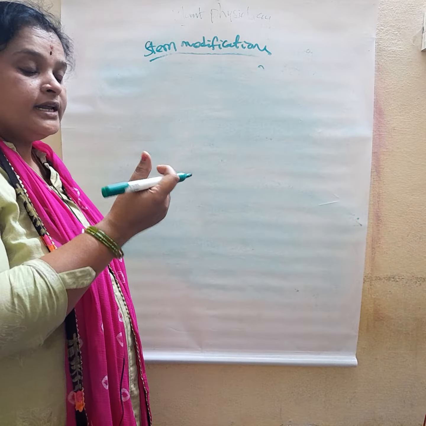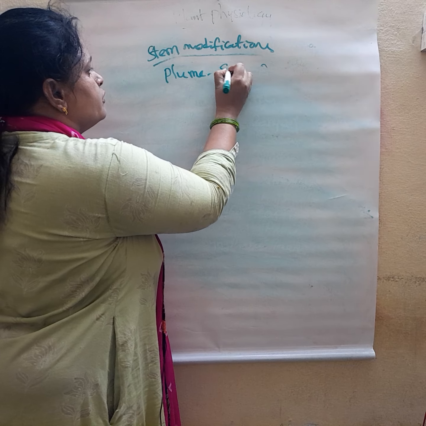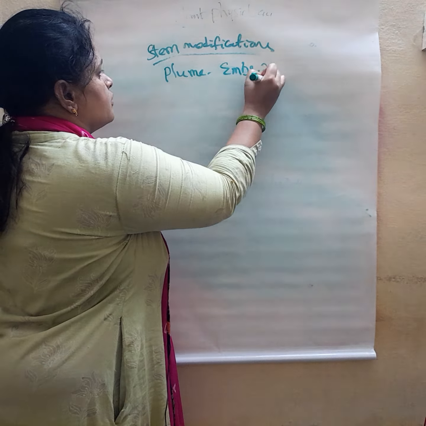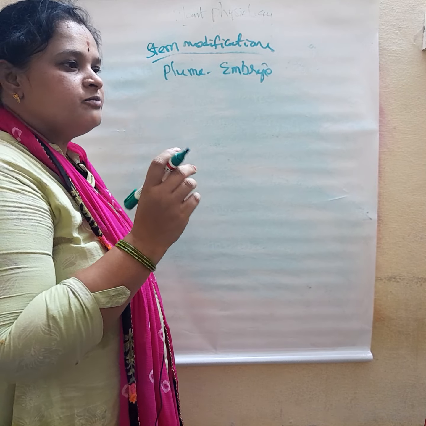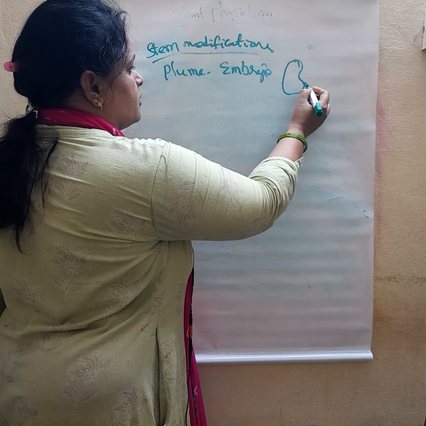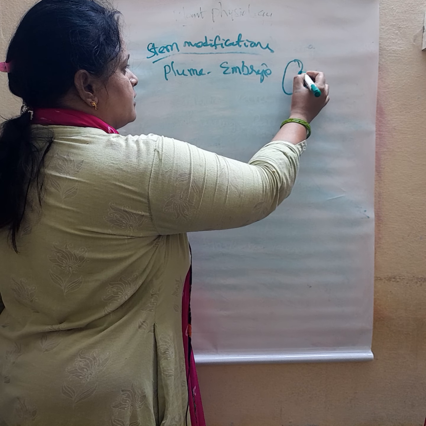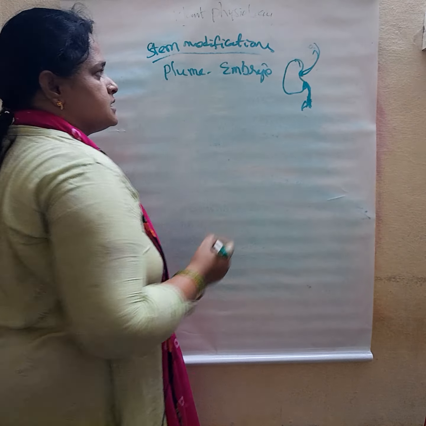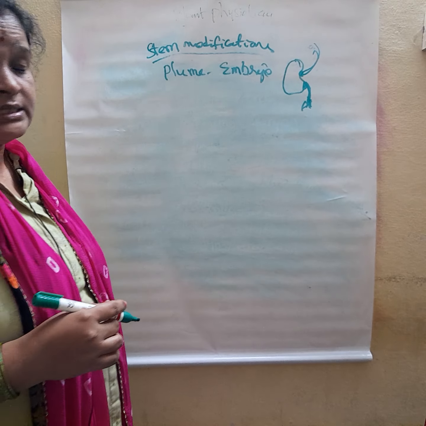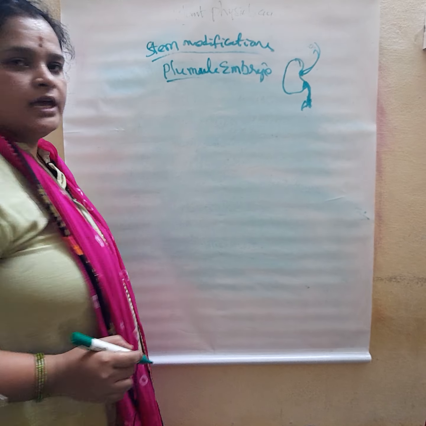Modifications. Usually the stem is derived from the plumule of the embryo, and the root arises from the radicle of the embryo. So the embryo has some special parts. From the embryo, the radicle gives rise to the root, and from the plumule the shoot arises. That is nothing but the stem arising from the plumule of the embryo.